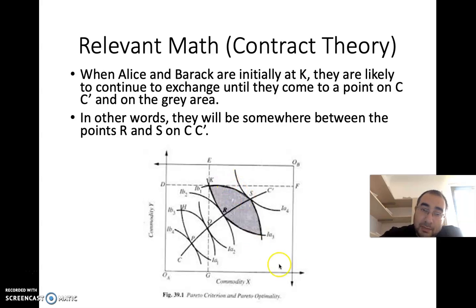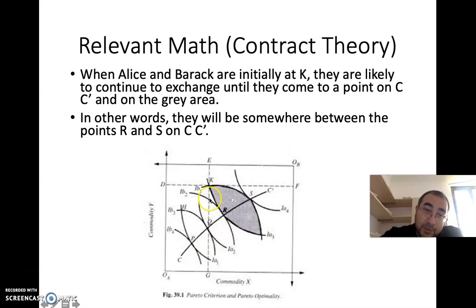If you make sure that Barak gets a higher utility by moving to the left side or below Barak's curve, in that case, Alice is worse off, because now you move to the left side and down with respect to Alice's indifference curve. So at point S, there is no possibility of Pareto improvement. That means you are at a Pareto efficient point.